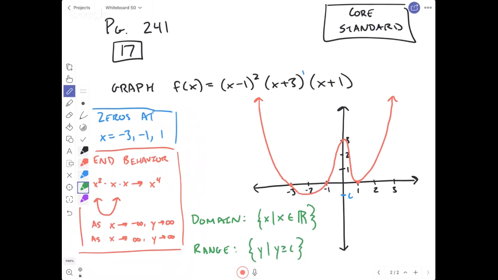Yep, good. Cool. So odd multiplicity, crosses. Odd multiplicity, crosses. So here we had odd multiplicity. And here we had odd multiplicity, but here we have even multiplicity. Even, odd, odd. Okay.